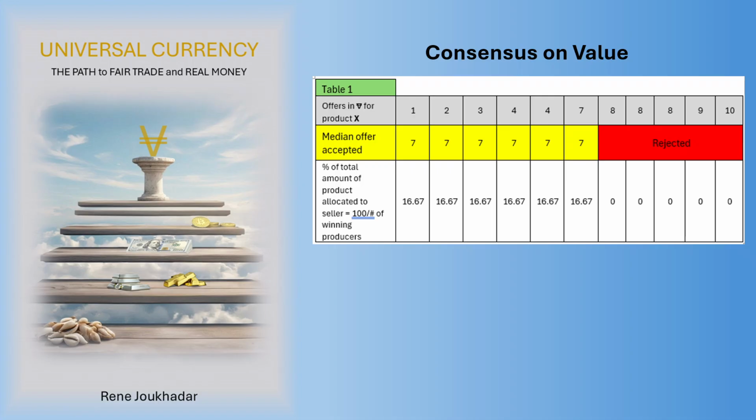In this example, the median was 7V. So all primary producers who offered a price of 7V or less will have their bid accepted, and they will all receive the median price 7V, not less if they offered less. They all receive 7V, and new currency will be disbursed to them for that amount. And those who offered a bid greater than 7V will have their offer rejected because they are either too greedy or inefficient.